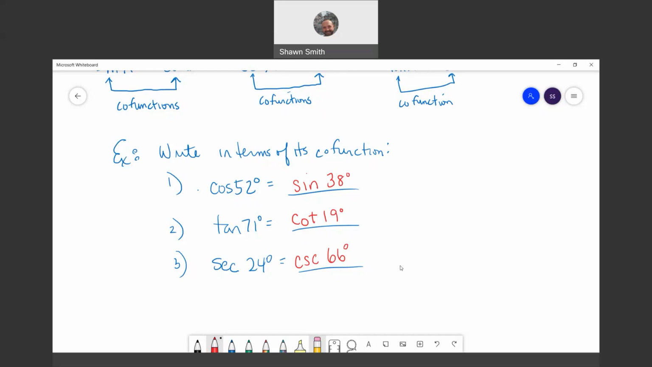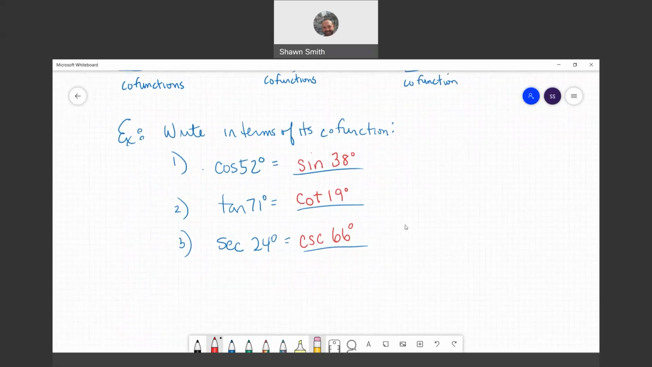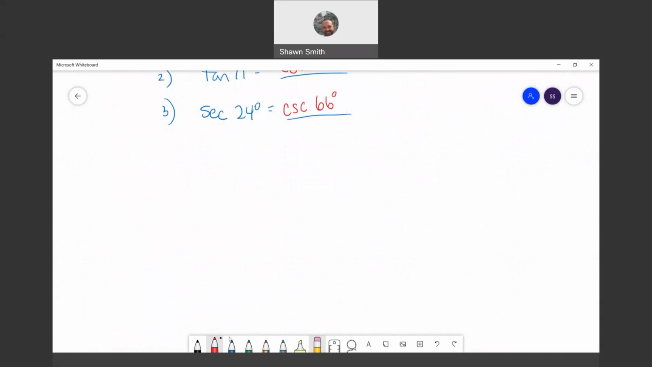All right, so let's look at those special angles. Let's look at the 30 and the 60 degree angles.